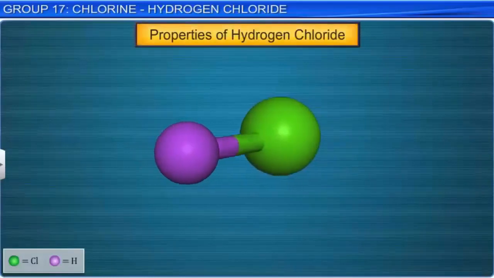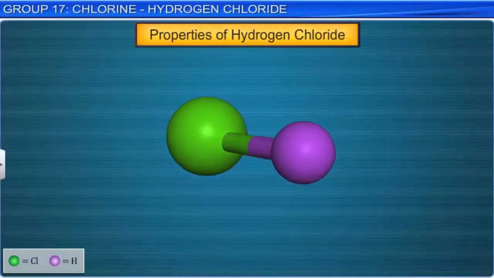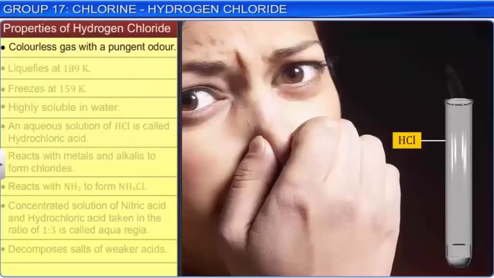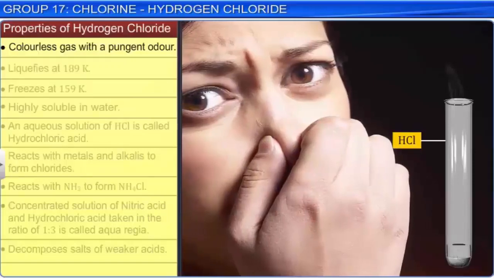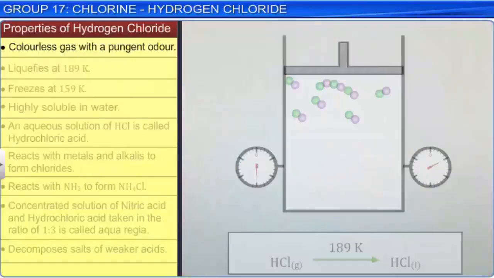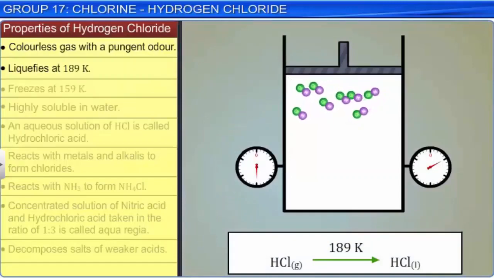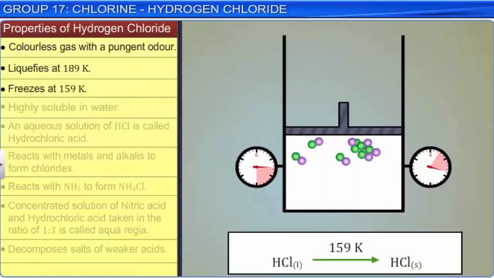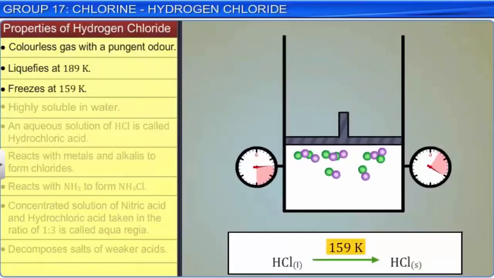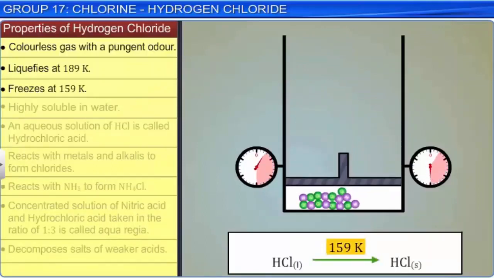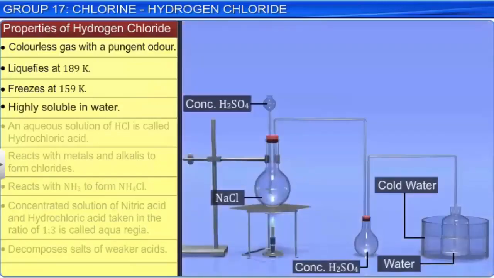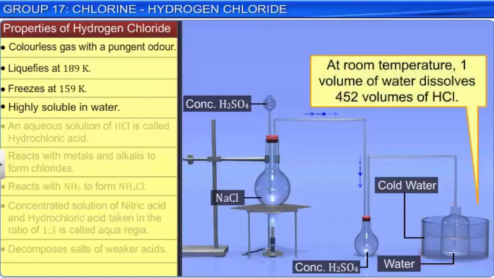Let us now study the properties of hydrogen chloride. Hydrogen chloride is a colorless gas with a pungent odor. It liquefies to a colorless liquid at 189 Kelvin and freezes to a white solid at 159 Kelvin. It is highly soluble in water. At room temperature, 1 volume of water dissolves 452 volumes of hydrogen chloride.